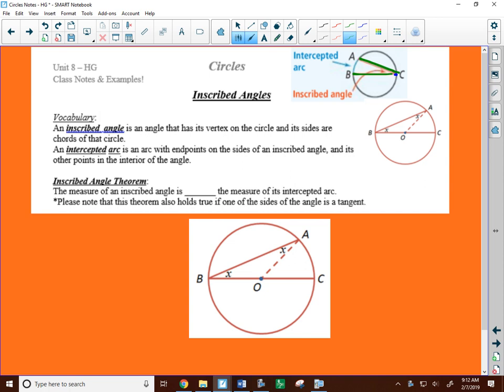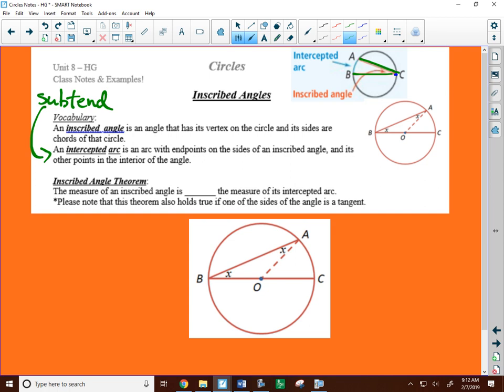Something I want to tell you too: sometimes you might see the word subtended. That means the arc across from an angle. So I might say the arc subtended by angle C, and that means arc AB. So that kind of goes along with intercepted, just the arc across from an angle.